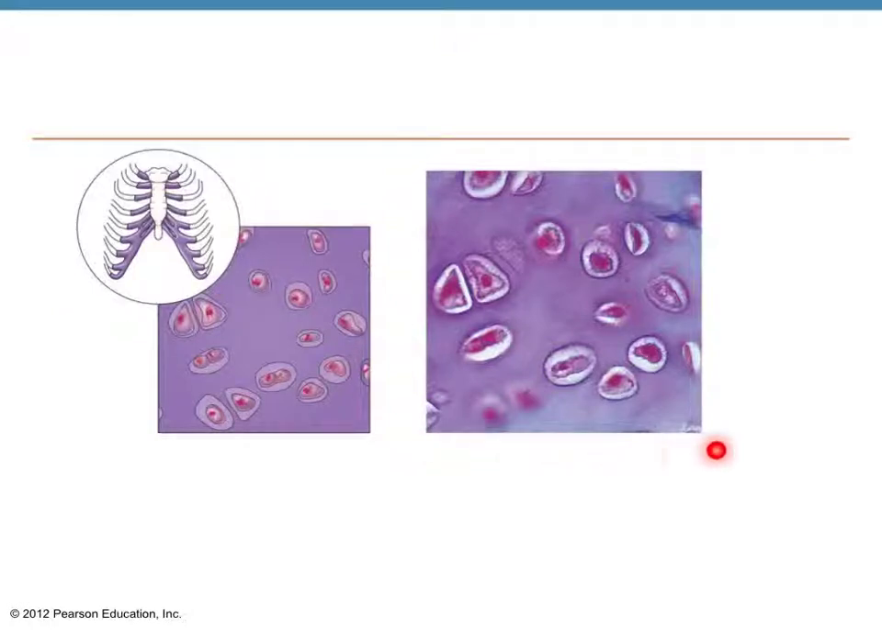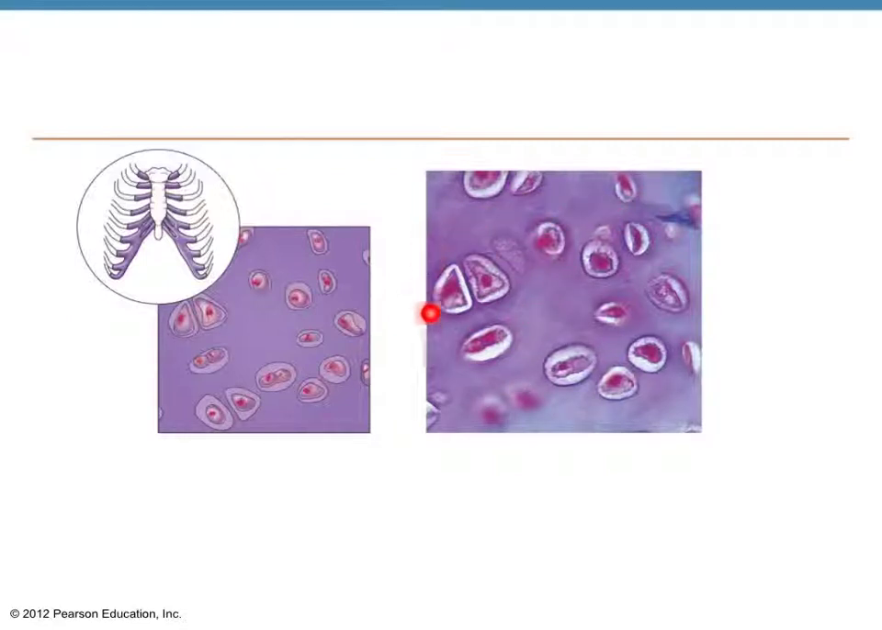Here's a photomicrograph, or a picture of hyaline cartilage, and as you can see, the primary cells are called chondrocytes. Chondro means cartilage, cyte means cell, and they are also found in lacunae, which are the little bubbles or little cavities which house them. But in between all of these cells is called the matrix.